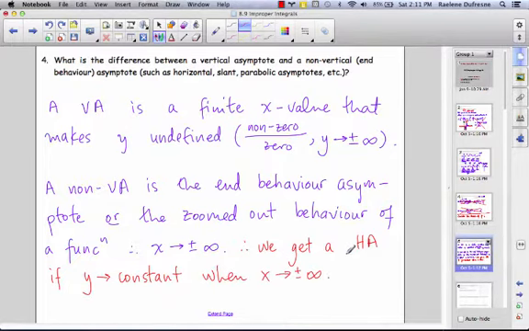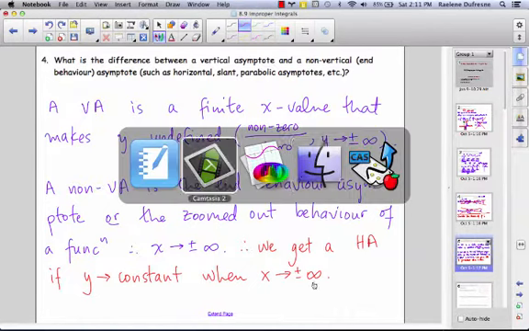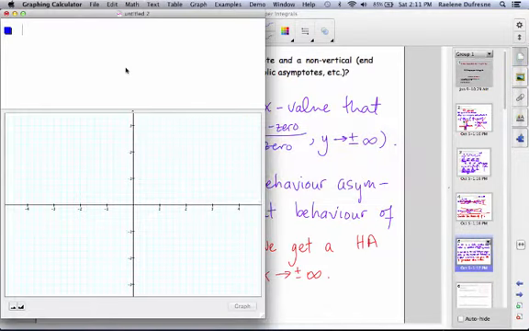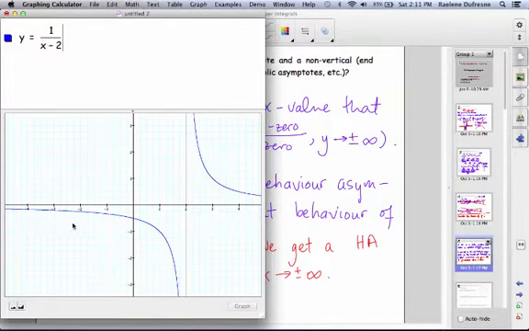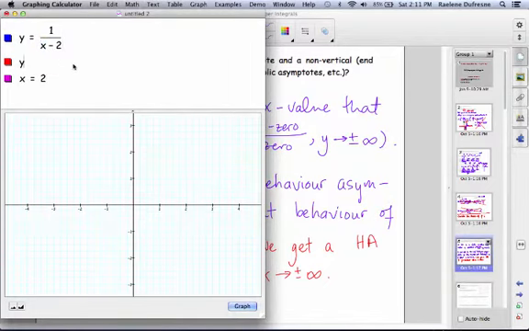Let's just take a quick look at some pictures. If you've never seen this before, it will be very helpful to do so. So we look at a vertical asymptote in the case of 1 over x minus 2 occurring at x equal to 2. The value for x that makes the denominator 0, but the numerator not 0.